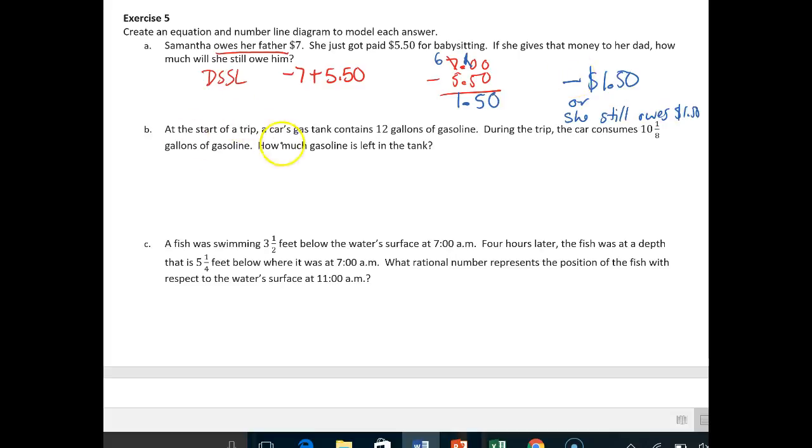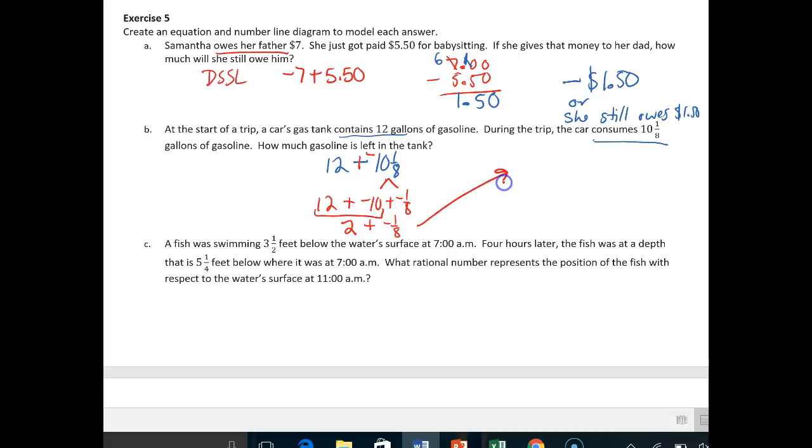Okay. At the start of the trip, a car's gas tank contains 12 gallons of gas. That's positive 12. During the trip, the car consumes. Consuming something is like eating something, taking away something, 10 and 1/8, so minus 10 and 1/8 gallons of gas. How much gas is left in the tank? I may set this problem up for you. Maybe you want to do keep change. Break this apart, so negative 10 plus negative 1/8, 12 plus that, right? This should give you 12 plus negative 10 is positive 2, right? DSSL plus negative 1/8.